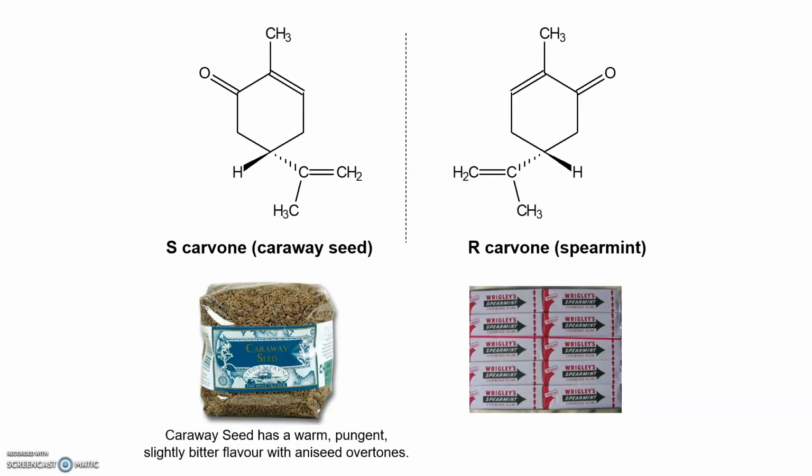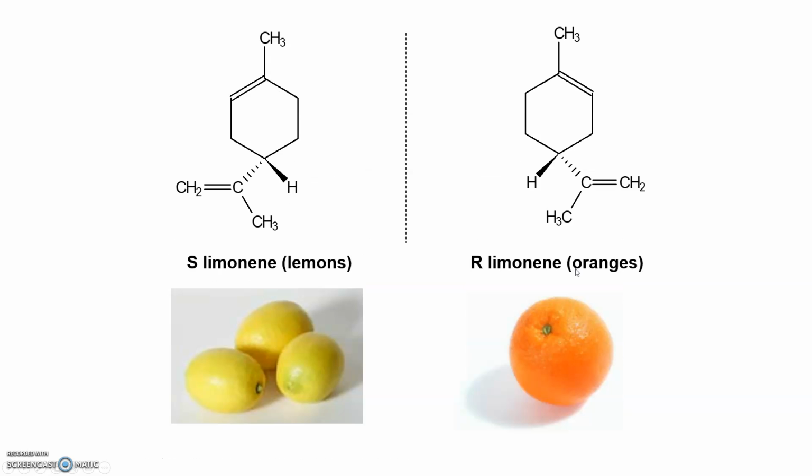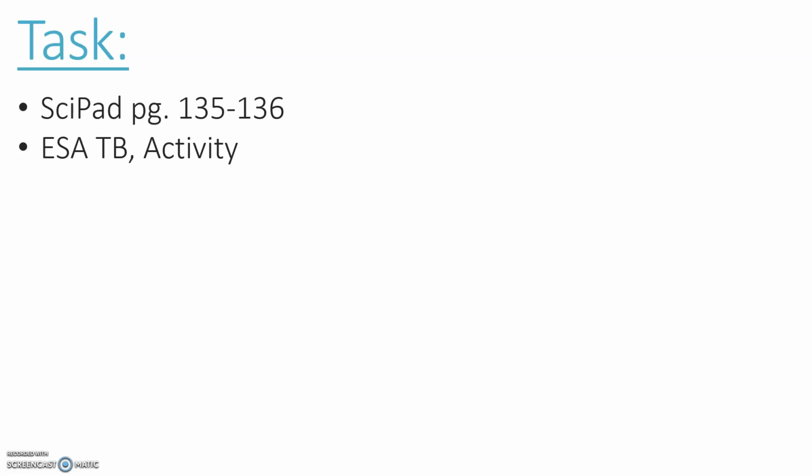Another example is S-carvone and R-carvone, two enantiomers of each other. One is found in caraway seed and the other is found in spearmint. Or S-limonene and R-limonene, one found in lemons and the other found in oranges. So that's an introduction to organic chemistry, naming, and different types of isomerism.